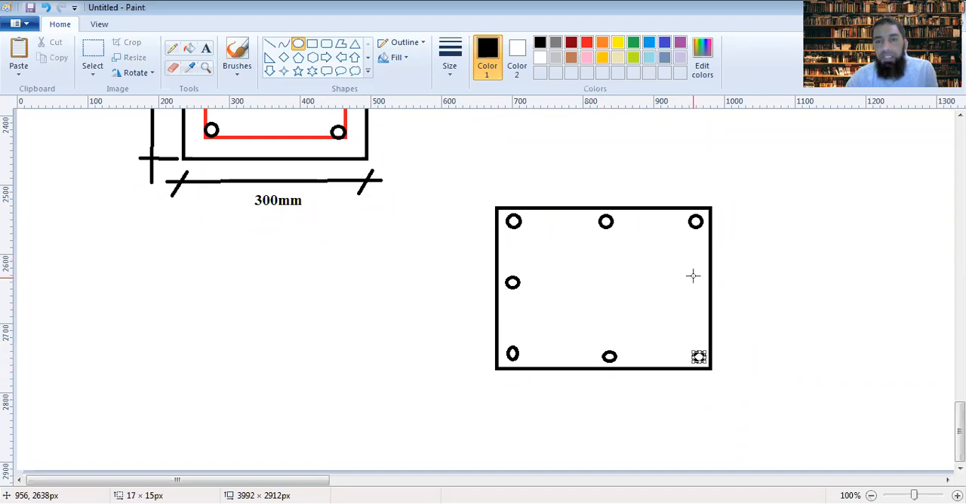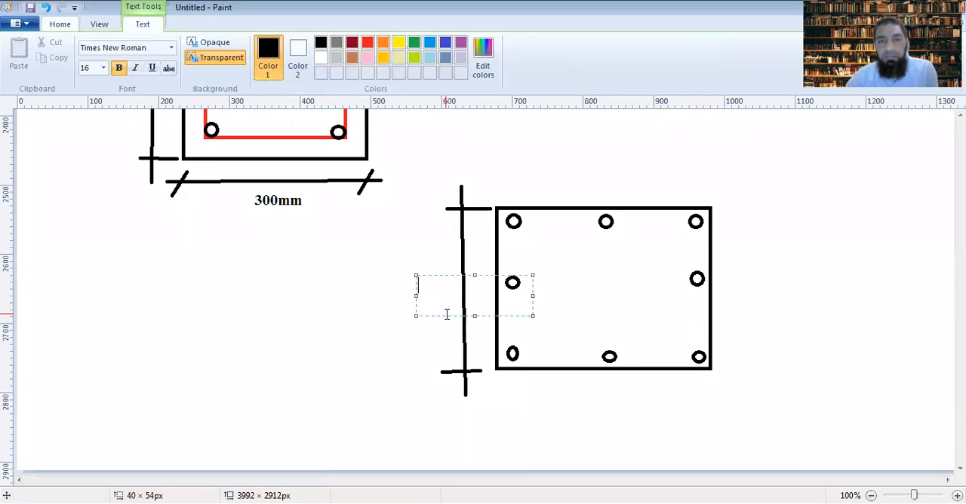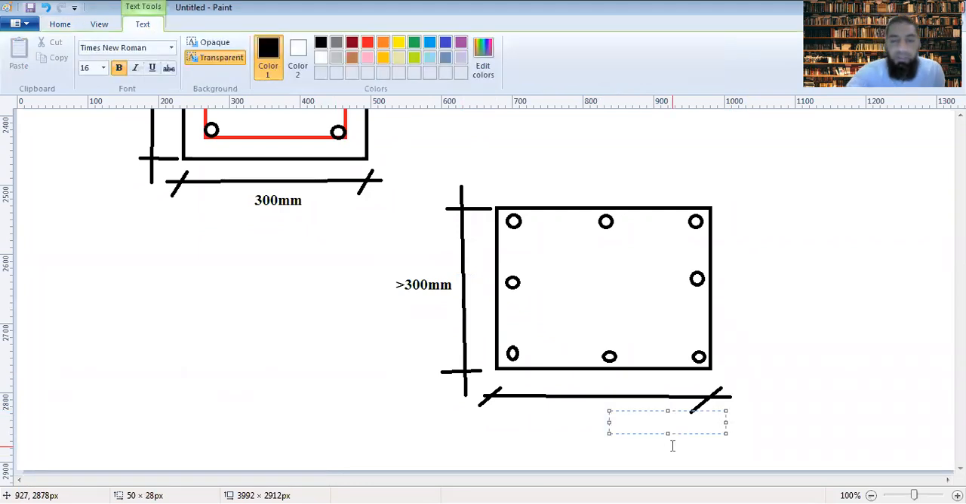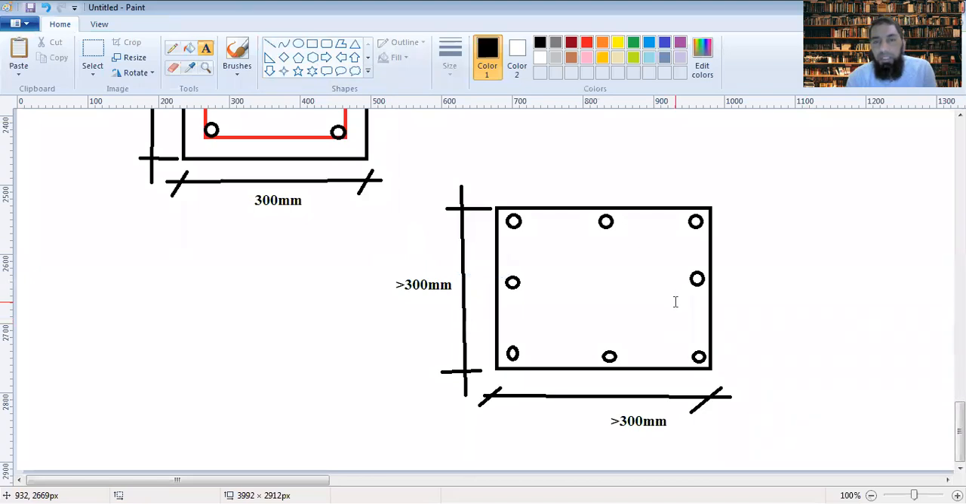when do we provide at least 3 bars on each side? When this is now greater than 300 mm. Similarly, when this is greater than 300 mm, then you are providing at least 3 bars.